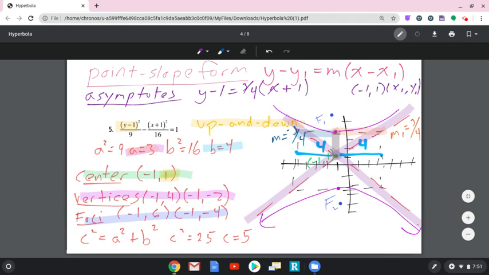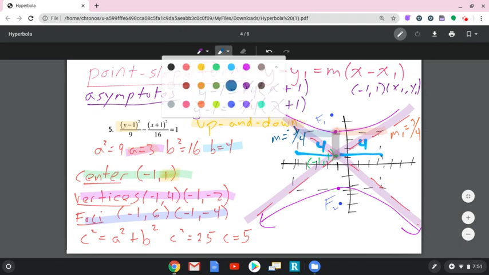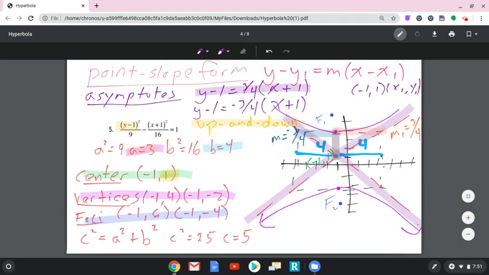That is one asymptote. The only thing that will differ with the second asymptote is it will be a negative 3/4. So the two equations will look very similar, but these here will be the two equations of the asymptotes of my hyperbola. All right.